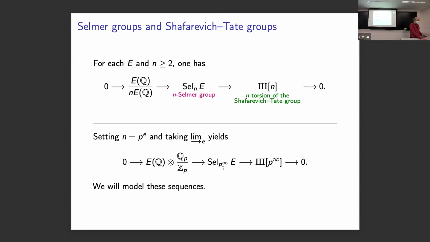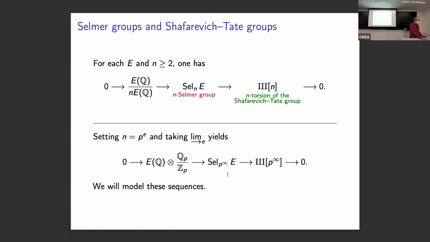You can take the colimit of this sequence as you let n range through powers of a fixed prime, and then you'll get an exact sequence that looks like this. This is just defined to be the colimit of these groups, and then you'll get the union of all the p-power torsion in here. And over here, if you can figure out how many copies of Qp mod Zp there are in this group, that'll tell you the rank.